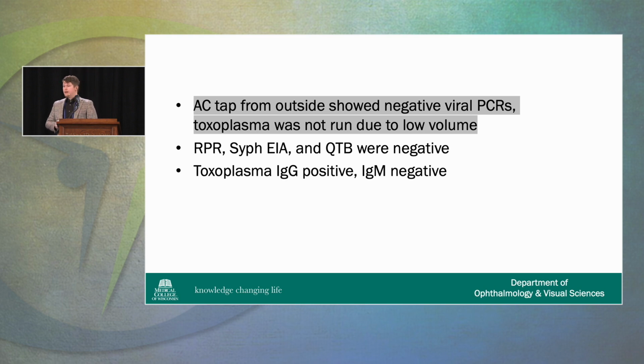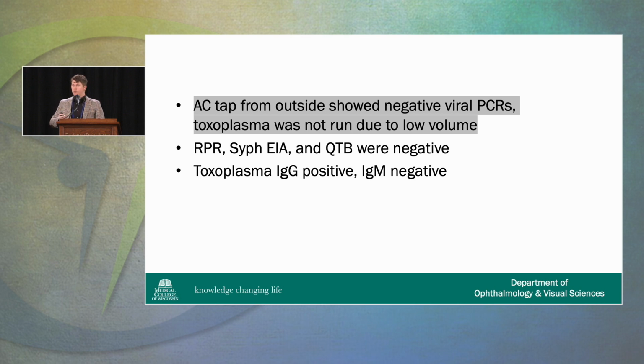AC tap from outside was negative for viral PCR a month ago when I actually ended up getting the records, but they weren't able to run toxoplasma due to low volume. That's really, really common in AC taps, for them to only be able to run a certain number of things. So whenever you submit an AC tap, I would strongly encourage you to put a list of things that you want done in the order you want them done.